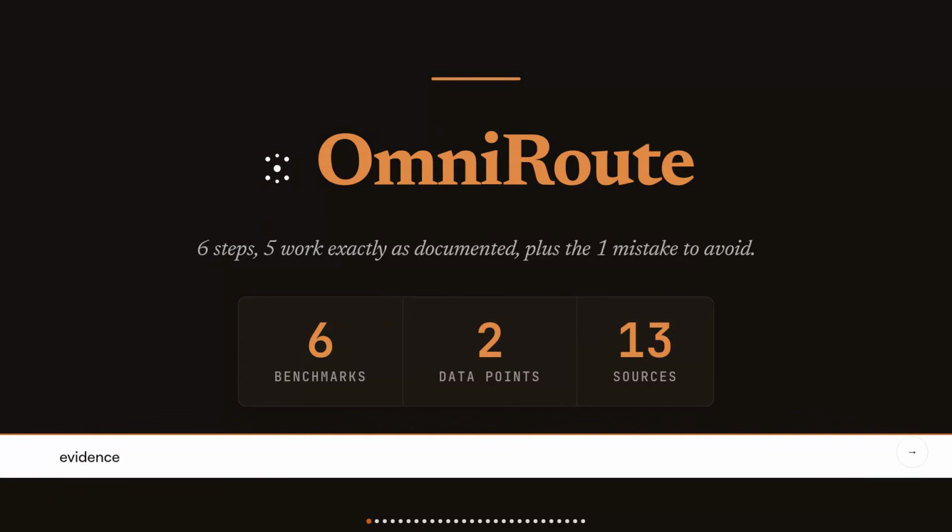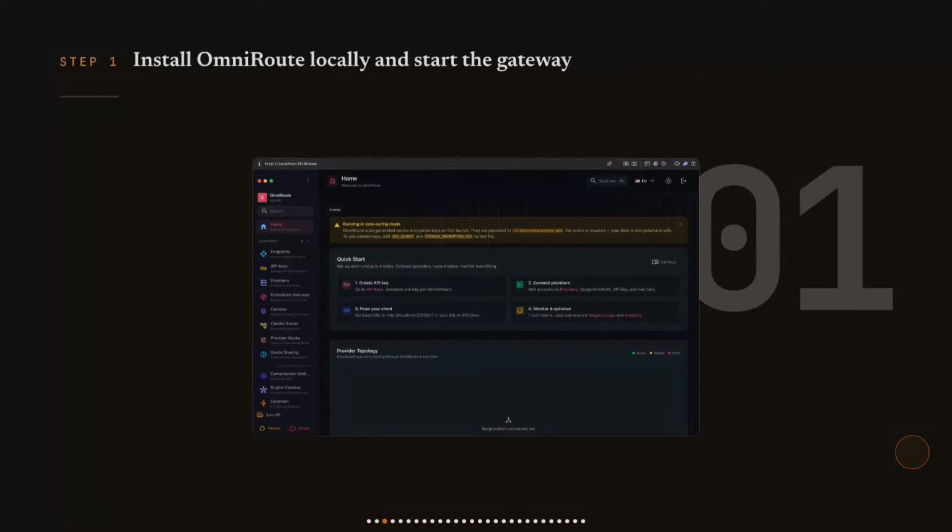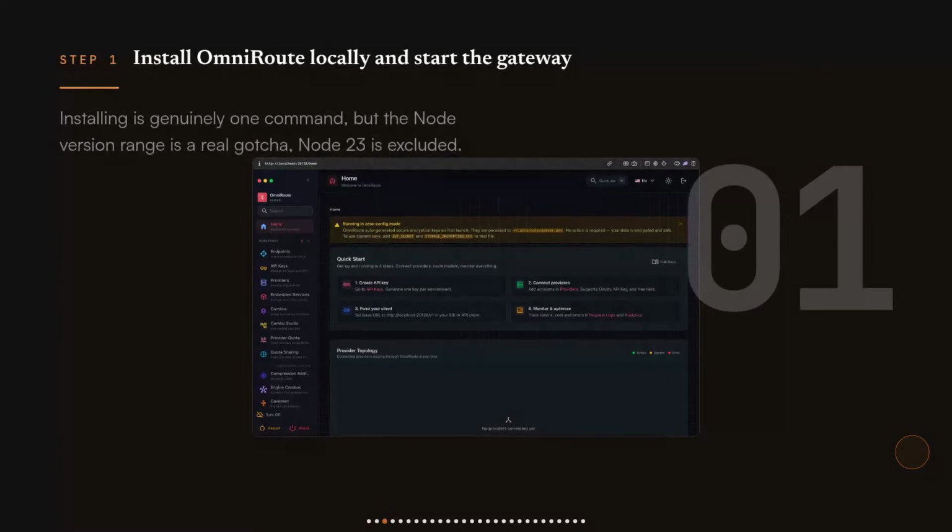The biggest surprise wasn't a feature that broke, it was a workaround people brag about online, rotating API keys to dodge rate limits, that has 0 documented support, and can violate the very providers you're routing through. This is the step that decides whether the next 20 minutes of your life go smoothly or not.